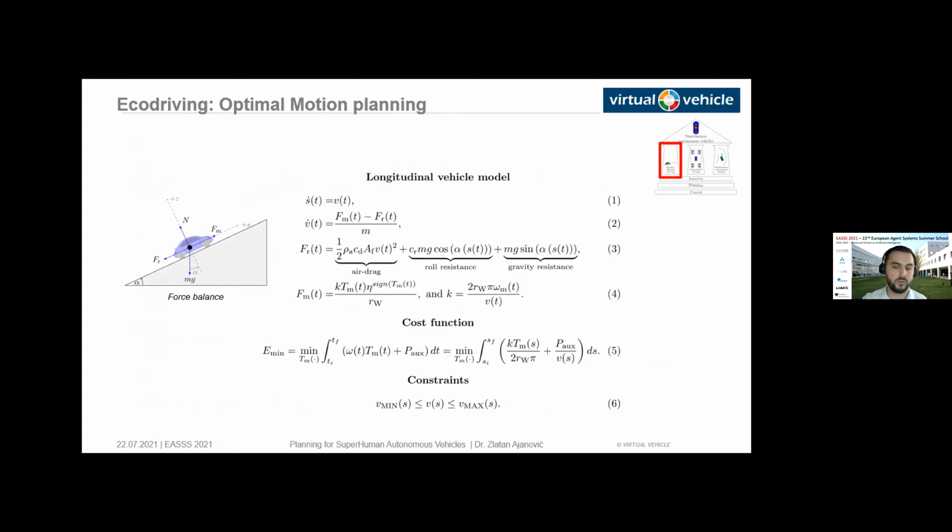So if you remember high school physics, we have an object on a slope, and we have some road slope with alpha. We have gravity pulling the vehicle down. We have a component of gravity pulling the vehicle down the road, and we have a motor pushing through the wheels and pushing in front. And we have the simple physics.